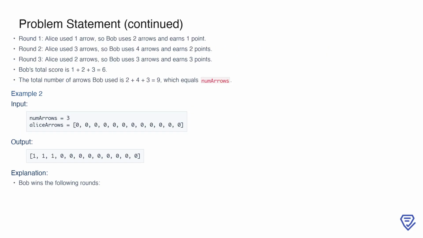Let's break down the reasoning behind this output. In round 1, Alice used 1 arrow, so Bob uses 2 arrows, earning him 1 point. In round 2, Alice used 3 arrows, so Bob uses 4 arrows, earning him 2 more points. In round 3, Alice used 2 arrows, so Bob uses 3 arrows, earning him 3 points. Adding these up, Bob's total score is 1 plus 2 plus 3, which is equal to 6. Notice that the total number of arrows Bob used is 2 plus 4 plus 3, which is equal to 9, exactly equal to numArrows. This ensures we meet the problem's constraints while maximizing Bob's score in this scenario.